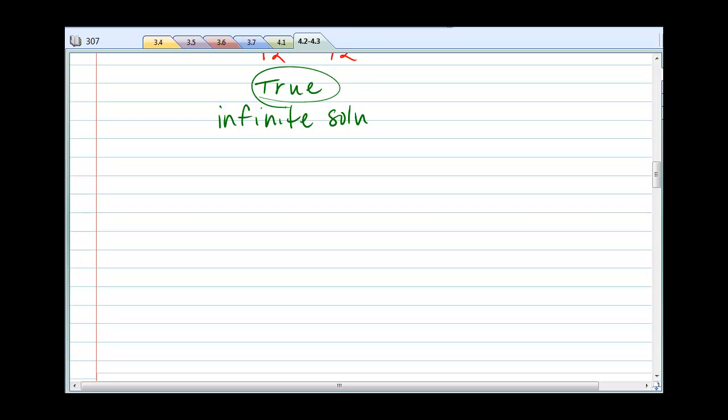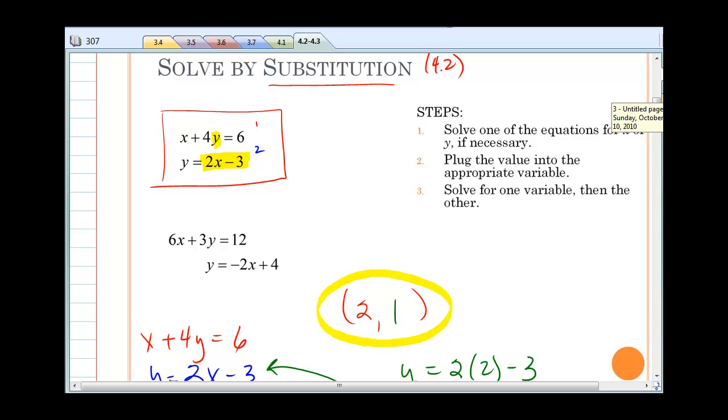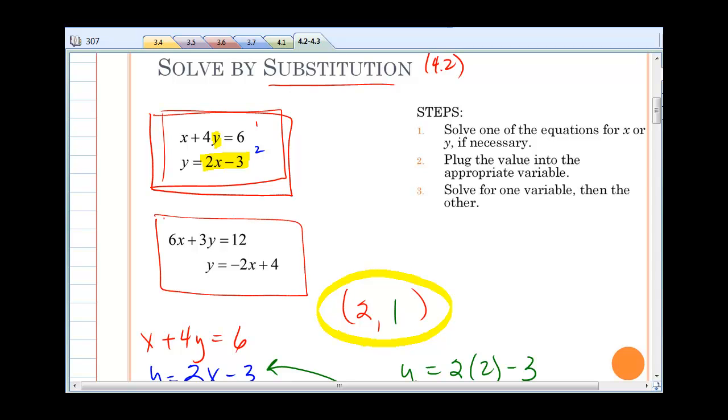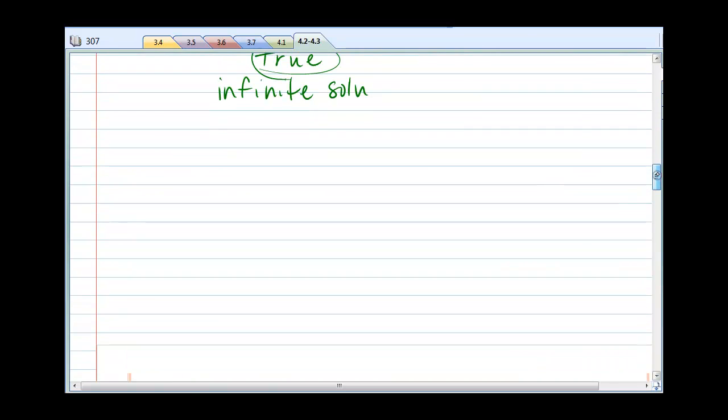The previous two problems that we looked at in this first set of systems, one of the equations was already solved for y. In the second set of systems, one of my equations was once again already solved for y, but that is not always the case. There may come a time when we have to actually solve an equation for x or y. Let's look at an example that is similar to that.